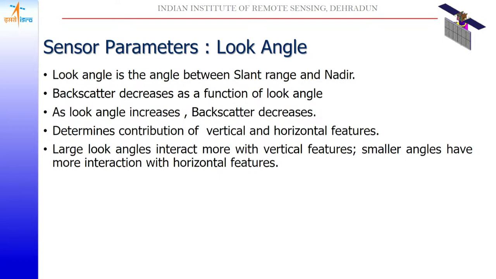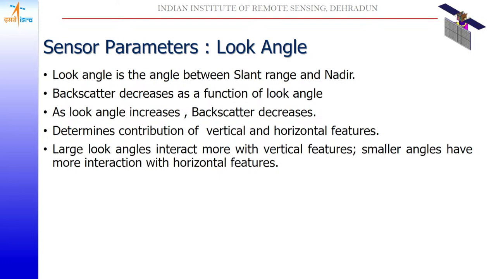Next is the look angle. Look angle is also a very important parameter, which is the angle between the slant range and nadir. As the look angle increases, backscatter decreases. So backscatter decreases as a function of the look angle. A large look angle interacts more with the vertical features. Smaller angles have more interaction with the horizontal features.